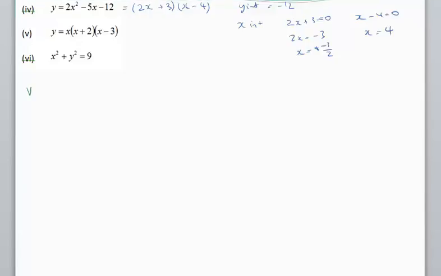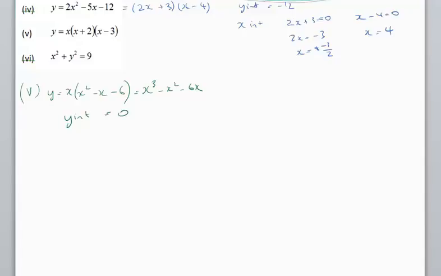Okay, so for number 5, here we know, well, we could split this out here. We're going to say y is equal to, here we can multiply it through. So we've got x squared minus 3x plus 2x gives us minus x, minus 6. And we multiply our x through here, x cubed minus x squared minus 6x. So when x is equal to 0, our y-intercept is equal to 0.